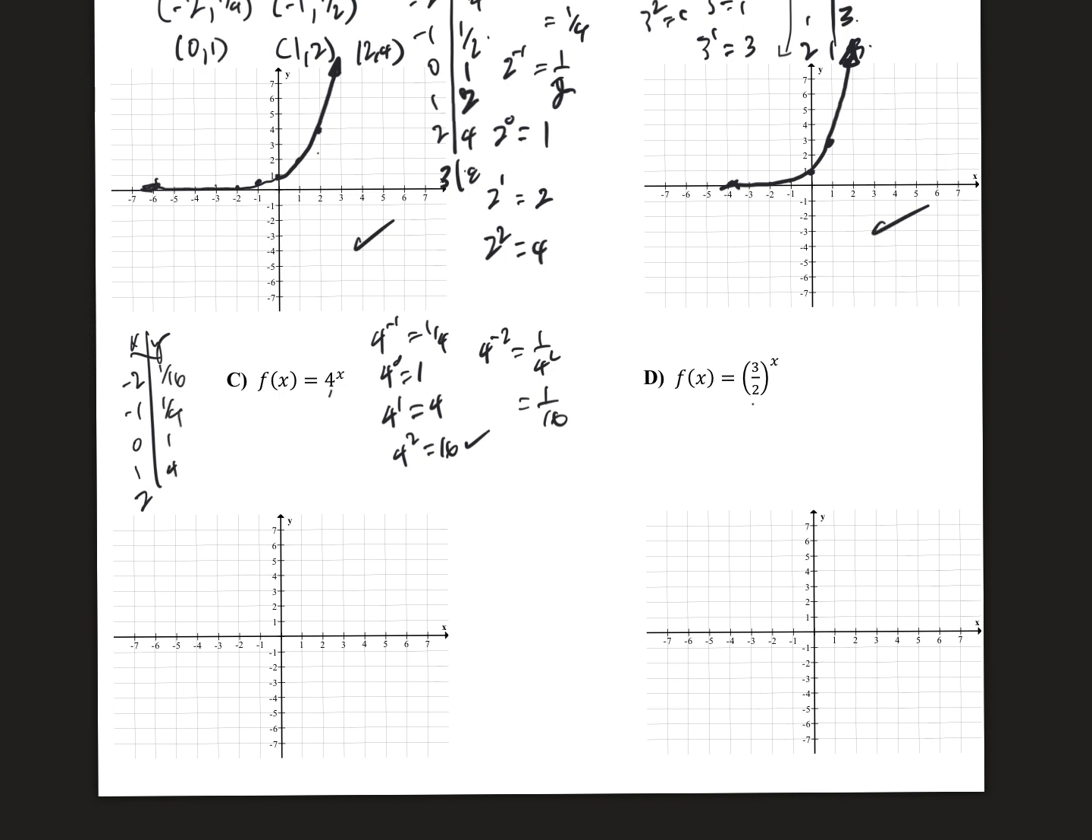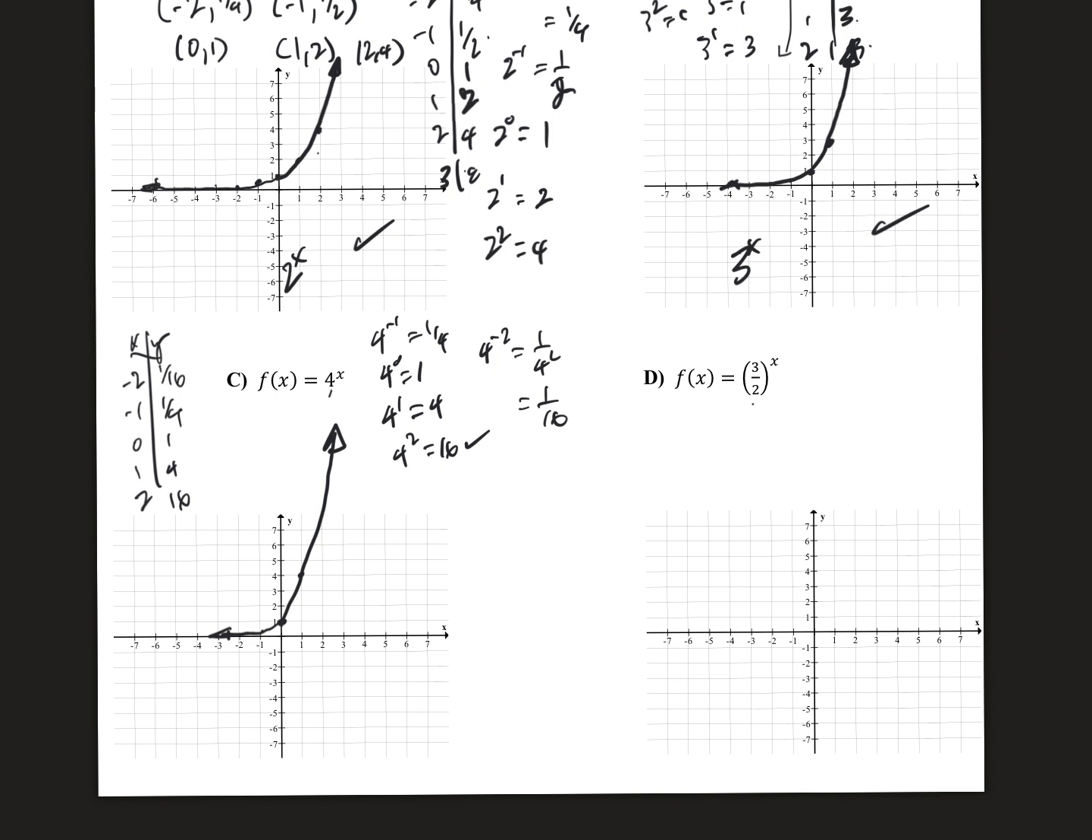And you can see that our anticipation was correct. This is also going through 0, 1, and then it goes to 1, 4, and then 2, 16, which would be way up here. So it's really exploding fast. And in this direction, it's 1/4, 1/16, and it's getting closer and closer to the x-axis. So again, it is very similar to 2 to the x that we had up here and 3 to the x that we had up here.